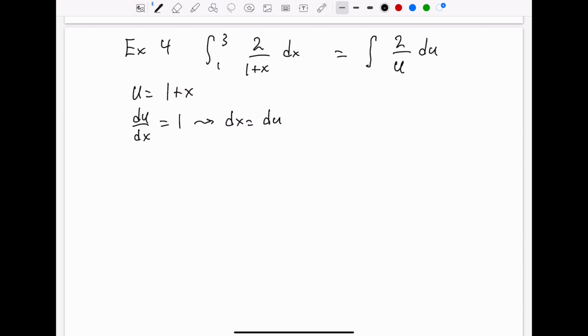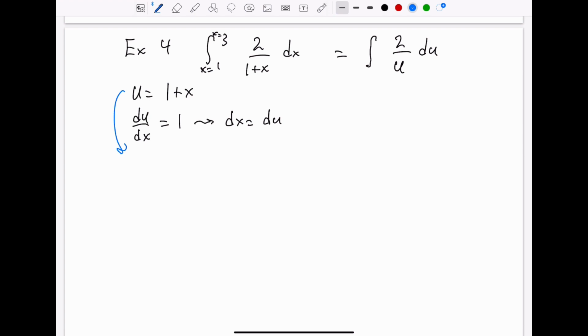Now, in the original integral, the 1 and the 3 are x values. These are values along the x-axis, x equals 1, x equals 3. When we transform the integral to be in terms of u, we're working with a different variable. The values 1 and 3 are values of x. We need values for u to be the limits of the new integral. We get those values by taking the expression that we chose for u, plug in x equals 1, plug in x equals 3, and we get the proper values for u.